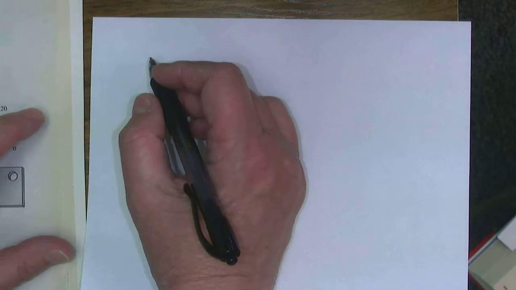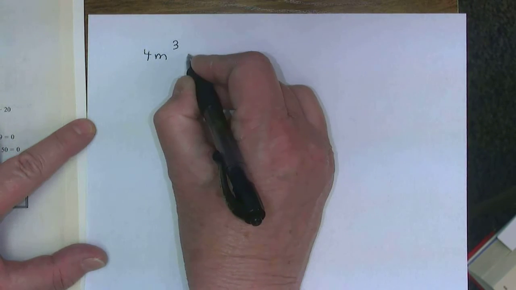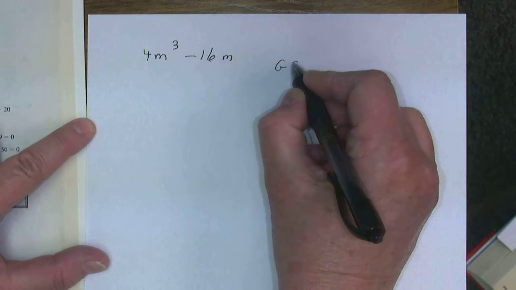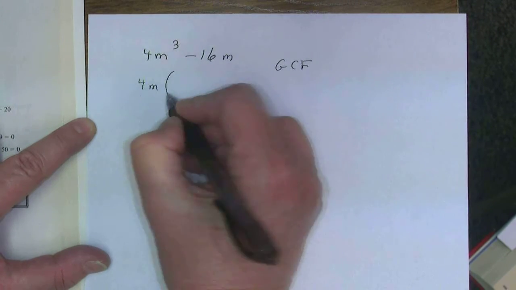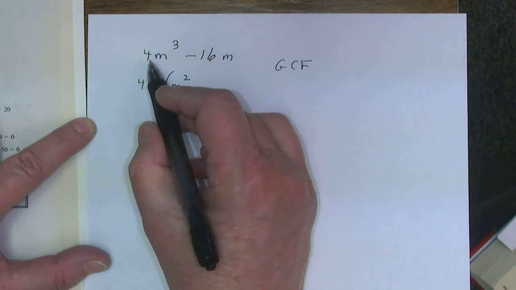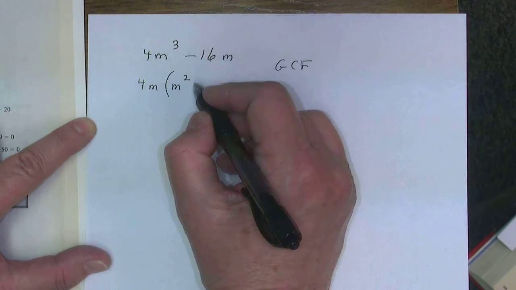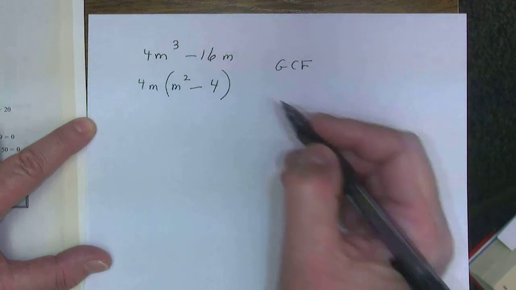Let's do a couple more examples. Let's say we have 4m cubed minus 16m. Remember, the first thing is GCF, 4m. If I take that out, I'm left with m squared. I took the 4 out, I took 1m out. Then when you multiply that, you get 4m cubed. Minus, I took a 4 out, I'm left with 4, and I took the m out.